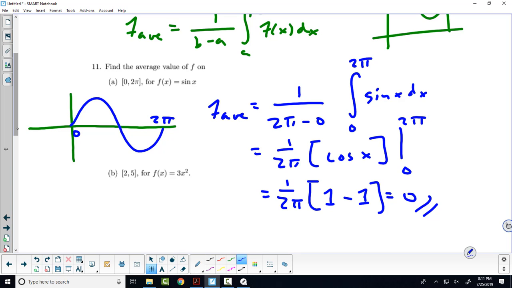Oh, yeah. Sorry. Minus, minus, plus. Yep, good catch. Good catch. Yeah, the antiderivative, folks, I'm sorry, I'm going a little faster. The antiderivative of the sine is the minus cosine. Good catch. Everyone all right with that?